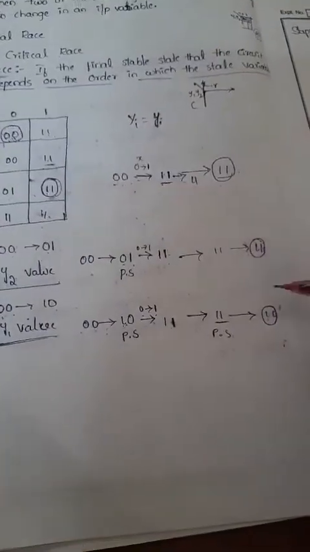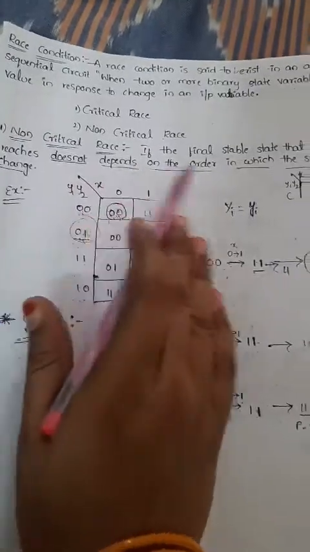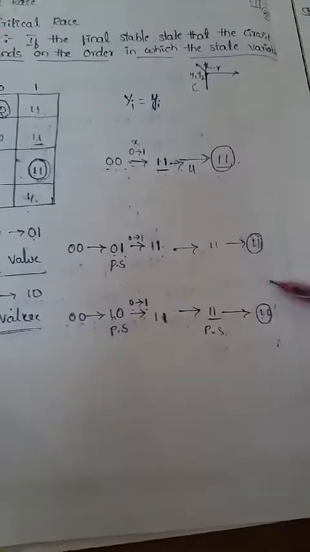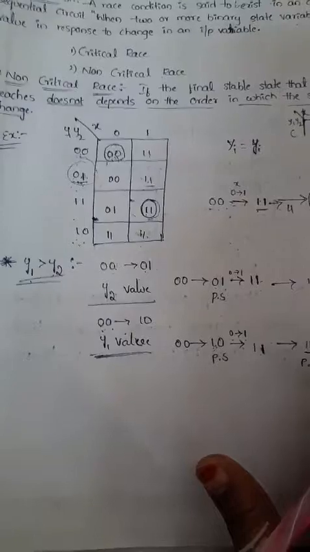If the order will be different, just observe here, it does not depend on the order, but in which the stable variable changes. So we are having the state variable fixed. Okay, stability condition of the state variable we are getting whatever the order. Okay, so that is called the non-critical race.